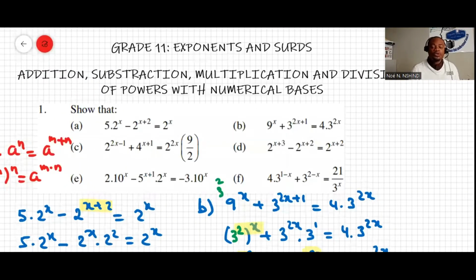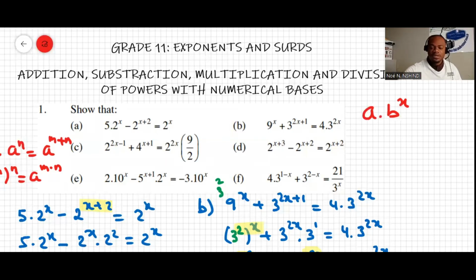Well, we're going to do grade 11 exponents and surds, and then we're going to do addition, subtractions, multiplication, and divisions of powers with numerical bases. Now, there's something that I would like to draw your attention to. We're going to see questions of the form a times b to the power of x, okay?